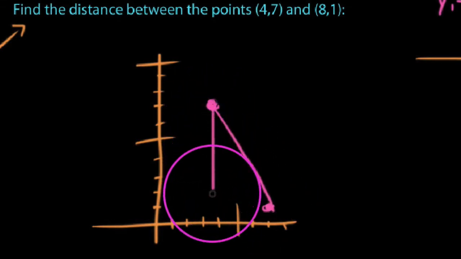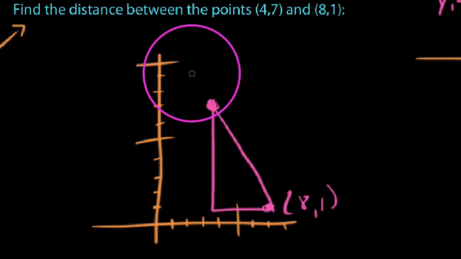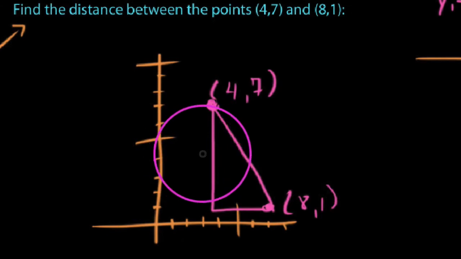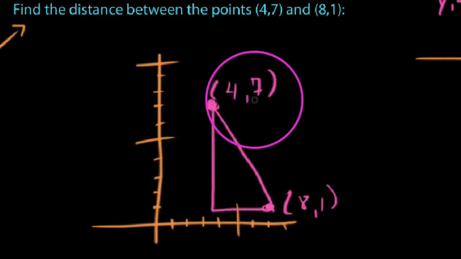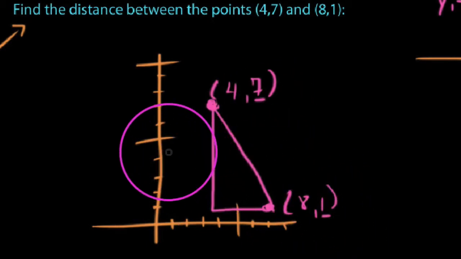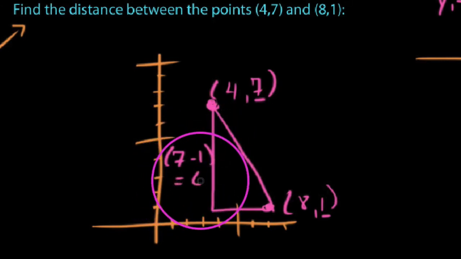Making that right triangle that we had just formed a minute ago, what I want you to notice is this. This is the point 8, 1, and this is the point 4, 7. In order to find this distance here, the height, what we could do is take the y value of this point minus the y value of this point. So we say 7 minus 1, and so this equals 6.